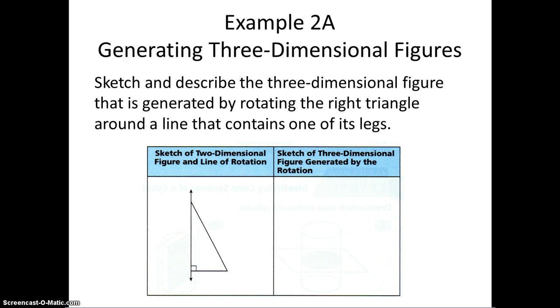In order to model this rotation, what you might do is trace and cut out a triangle, and then tape the triangle to a piece of string so that one leg of the triangle is attached to the string, and then hold both ends of the string and twirl it between your fingers so that you can see the three-dimensional figure generated by the rotation. Okay, once you've done that, you're going to sketch the three-dimensional figure that you obtained by the rotation in this box here.